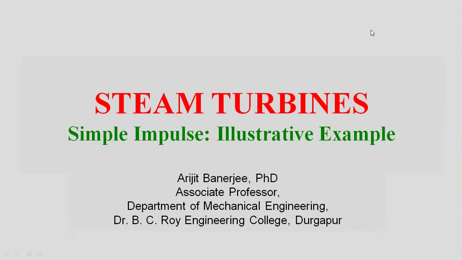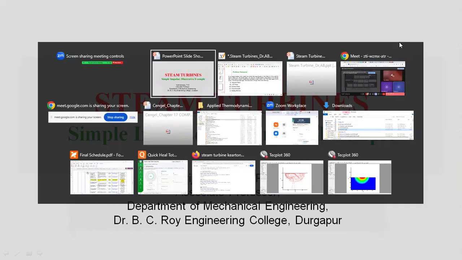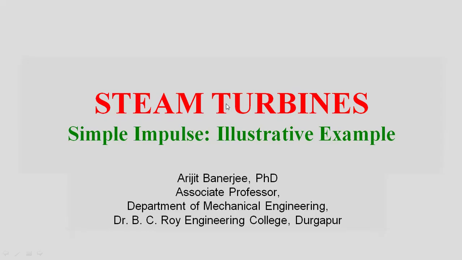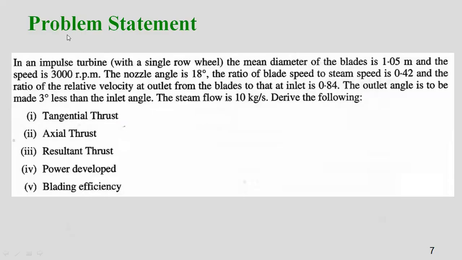Now, in this lecture, I will discuss an illustrative example on a simple impulse turbine, that is the De Laval turbine. Now, this is the problem statement. I have taken this problem from one of the examinations conducted by MAKAUT. The paper was on thermal power engineering in the year 2017-18.